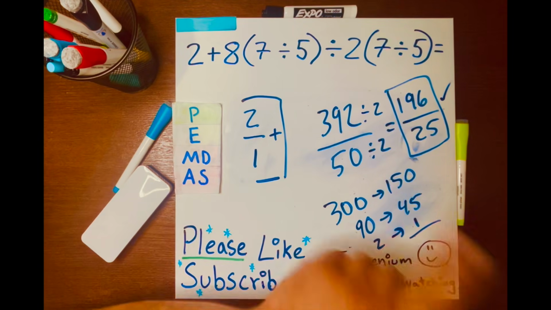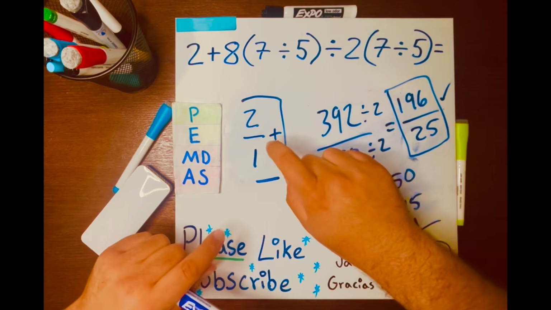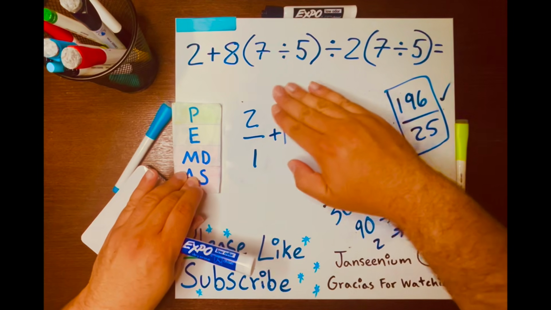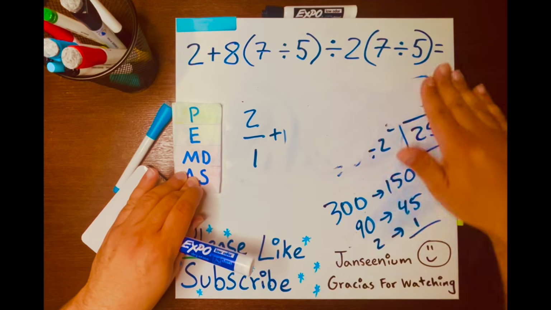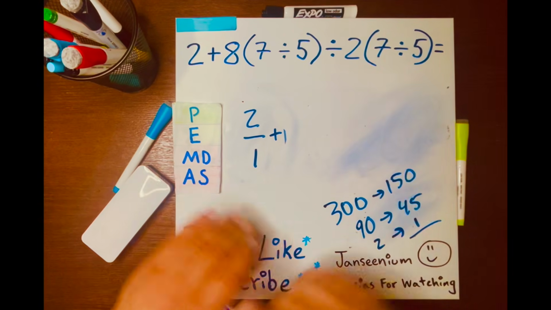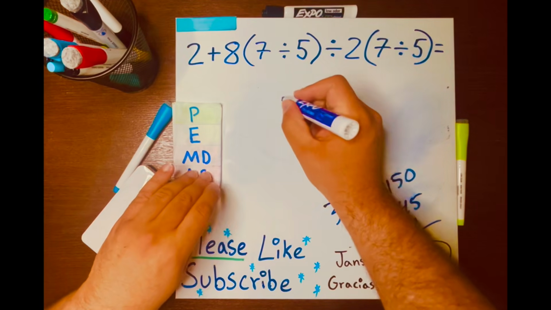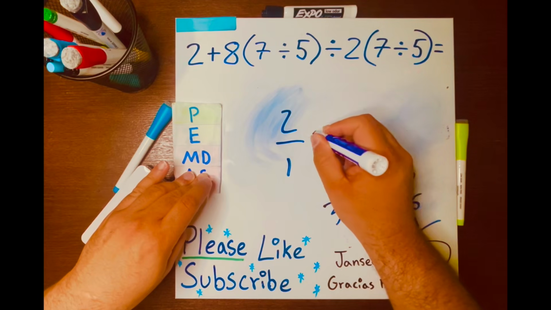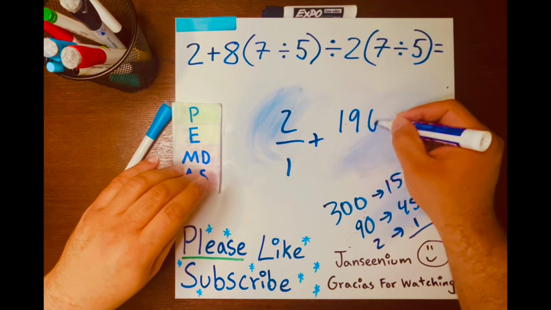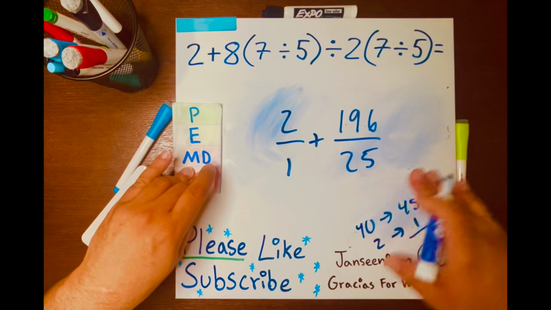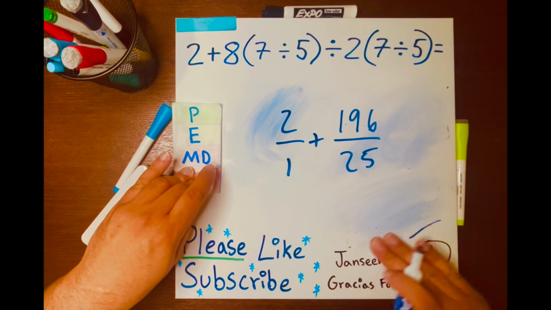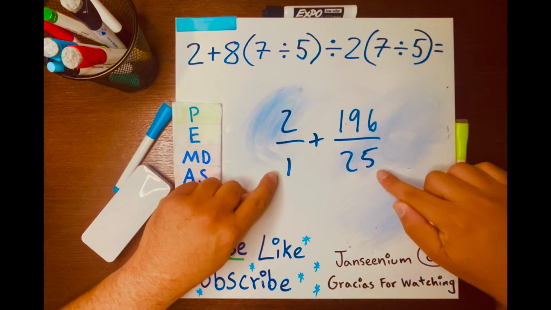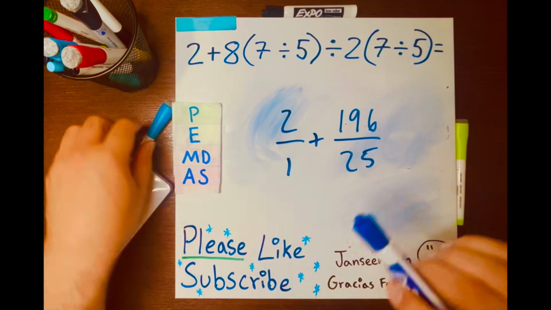Now, wait, no, we're not done yet. We broke it down, but I almost forgot the 2 over 1 plus. So let's write that here. So we have 2 over 1 plus 196 over 25. So that is not the answer. We need to add these two fractions, but notice that the denominators are different. So we're going to use the butterfly method.